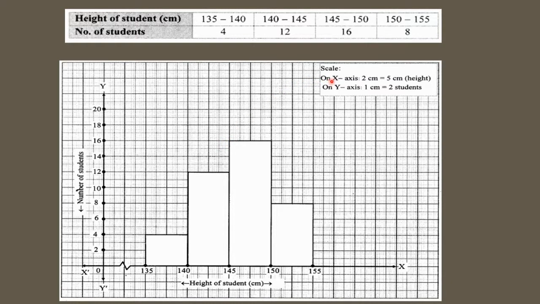On the x-axis, 2 centimeters is equal to 5 centimeters height. 5 centimeters means the class interval. On the y-axis, 1 centimeter is equal to 2 students. This is your histogram.